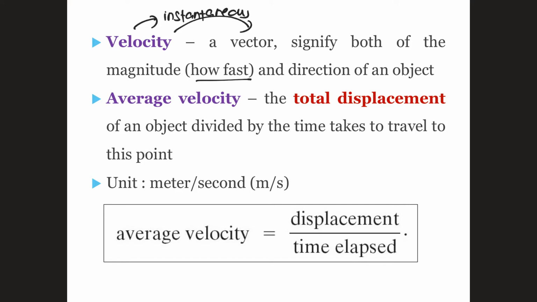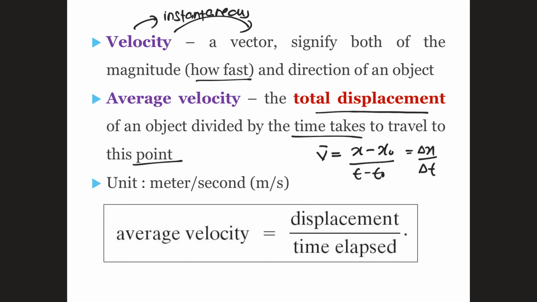Average velocity is basically the displacement divided by the time taken to travel. So your formula is going to be v bar, where the bar represents average velocity. v bar is the change of position divided by the change of time, or we can call it the time interval. When you state velocity, it is going to be instantaneous velocity. When you want to talk about the average velocity, you need to have the word average there.